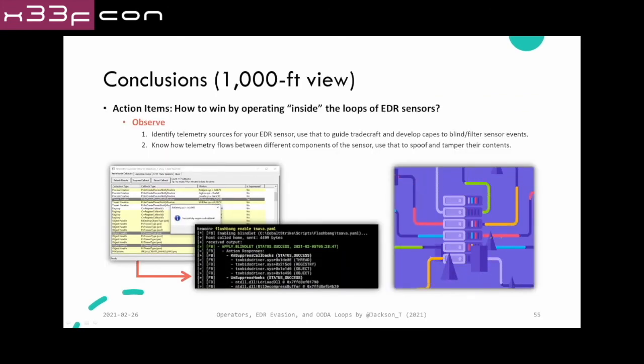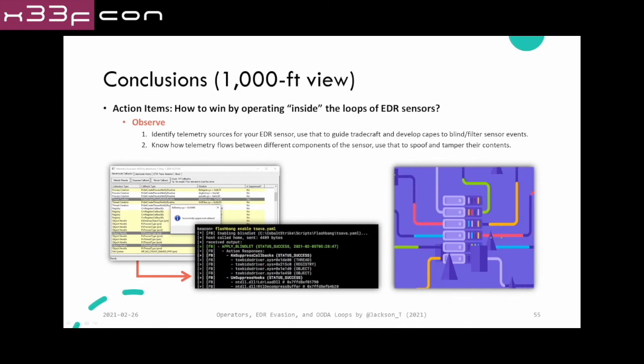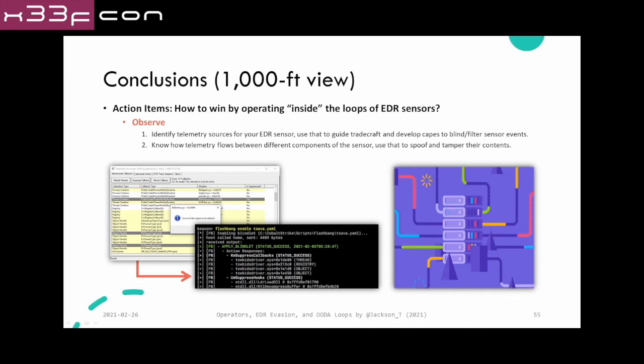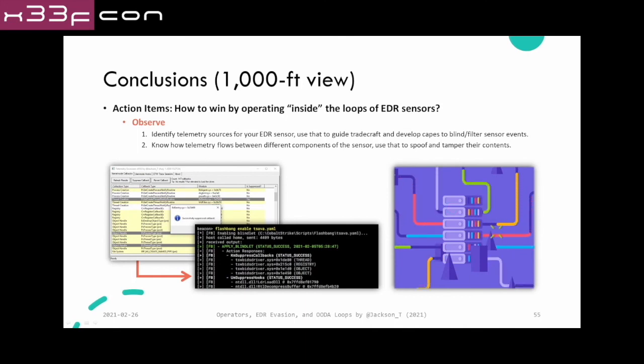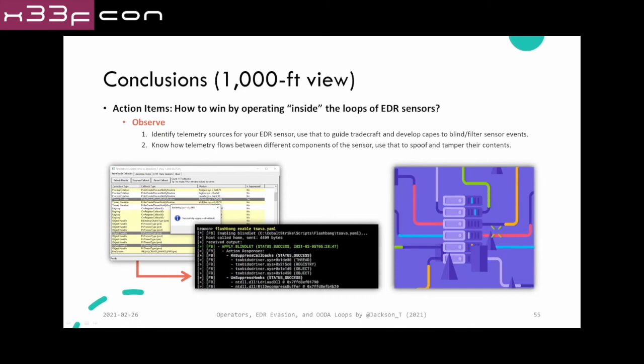Alright, so that pretty much covers the EDR sensor's loop. So now let's get into conclusions and recap. We'll start by trying to directly answer that question of how do we win against EDR sensors by getting inside their OODA loops? Well, when we look at the observe process, my first recommendation is to identify the telemetry sources used by the sensors you're up against, and you can use that information to guide tradecraft and develop capabilities to blind or filter sensor events when needed.